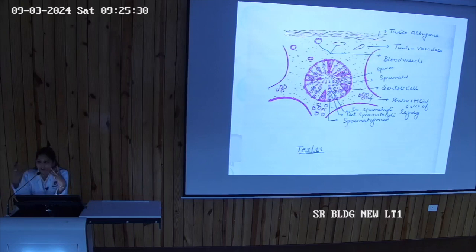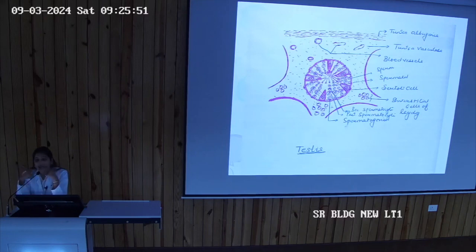There are three layers: the outermost serous sac, which is the tunica vaginalis. Then we have a dense connective tissue layer, which is the tunica albuginea, and posteriorly it forms a thickened part, which is the mediastinum testis. Then in the inner part we have a thin connective tissue layer, which is the tunica vasculosa.